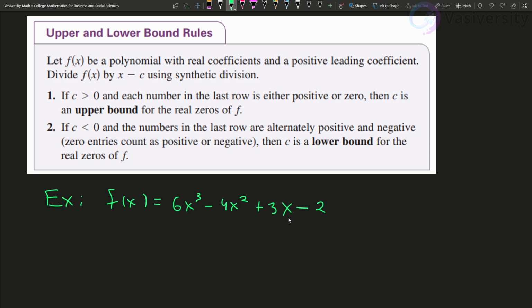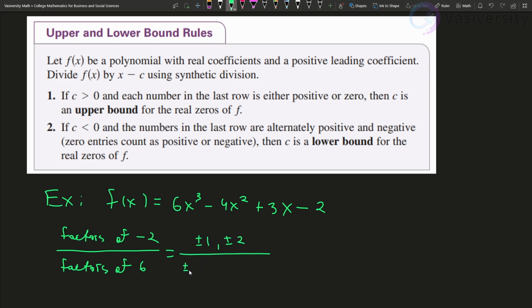Remember, our rational zeros are those zeros which are factors of the leading term and the ending term. So what are the factors? Factors of -2 divided by factors of the leading coefficient, which is 6. The factors of -2 are plus or minus 1, plus or minus 2. For 6, it's plus or minus 1, plus or minus 2, plus or minus 3, plus or minus 6. Okay, so that is a lot, right?